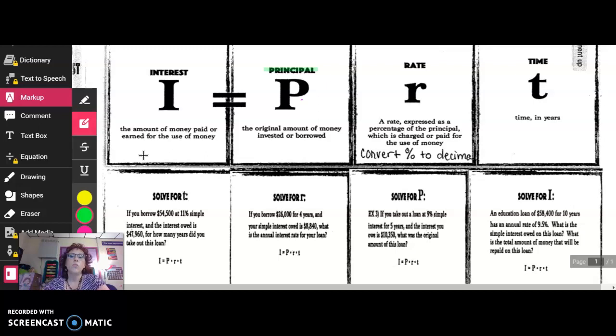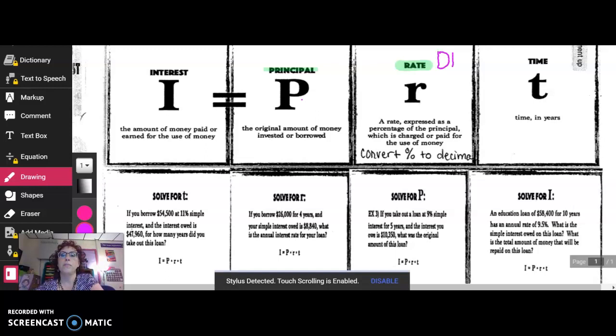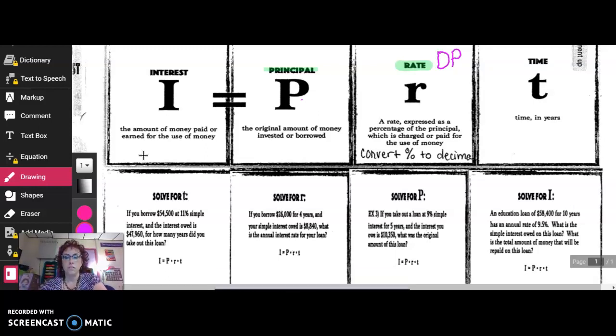However, when you put rate into the formula, then you really need to change it to decimal. So the easy way that I have to change something to decimal is just to remember the DP rule. DP, Dr. Pepper. So the D is on the left, the P is on the right. If you drink Dr. Pepper, great. I don't personally care for Dr. Pepper, but this is a good way to remember converting percents and decimals.